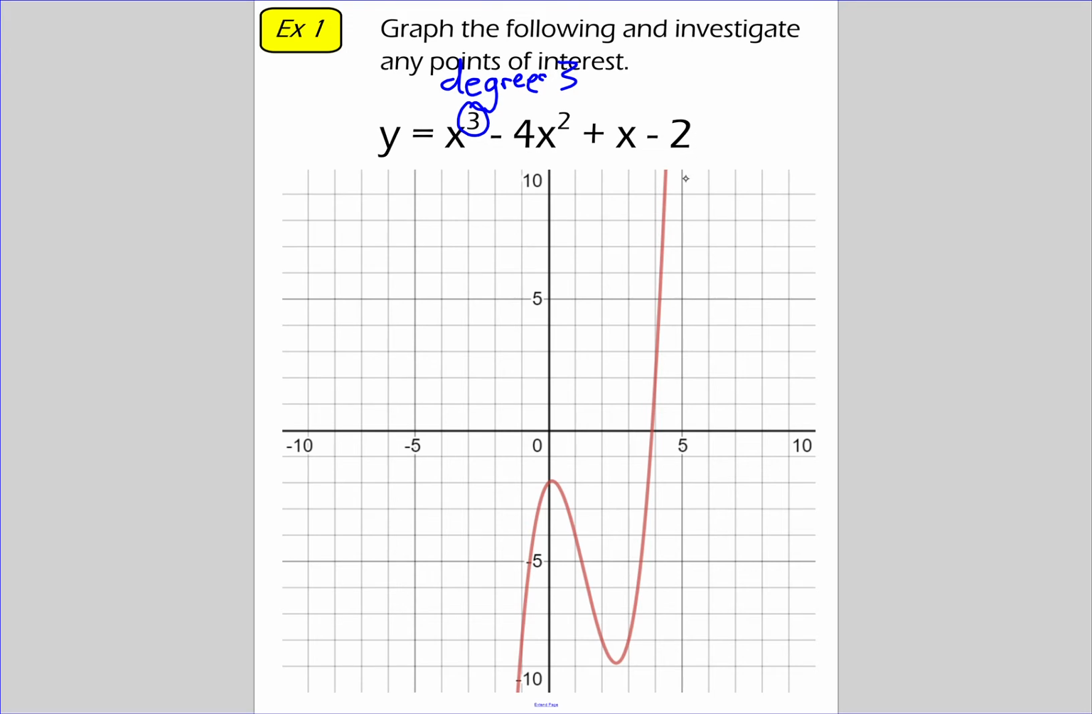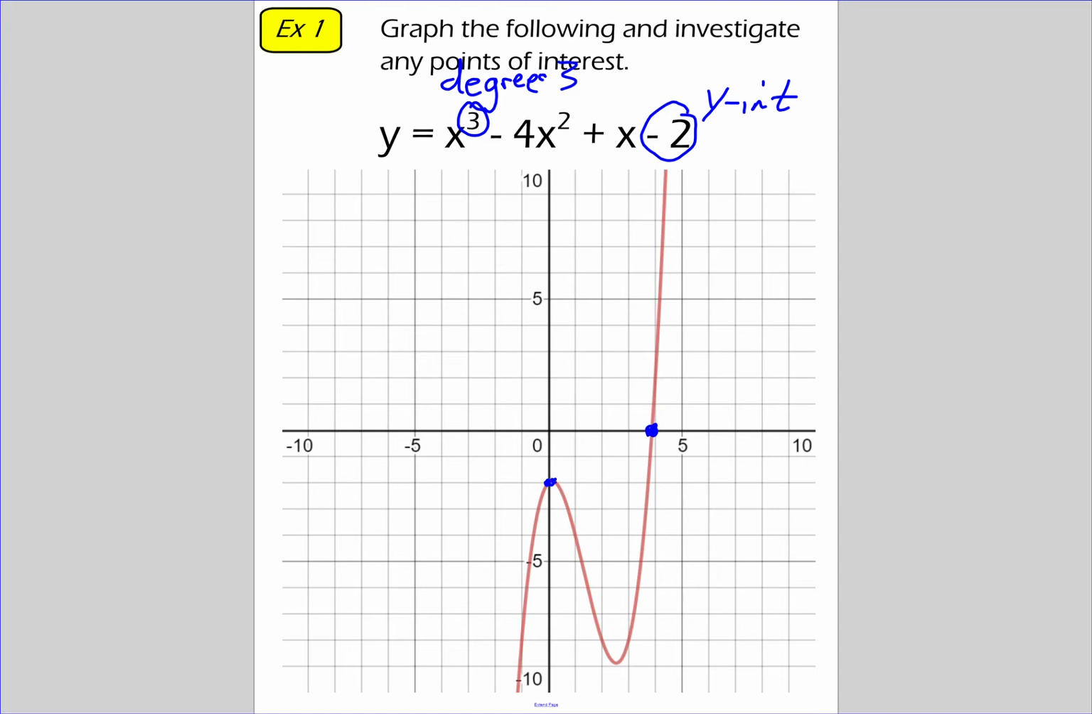Now, we're going to notice that there's x-intercepts. This one's close to 4, not quite 4. We'll take a look at that in a sec. We have a y-intercept right here, and that's actually going to be -2. Okay, if we plug in 0, everything disappears, right? Here's our y-intercept, just like before. Our constant term is the y-intercept.